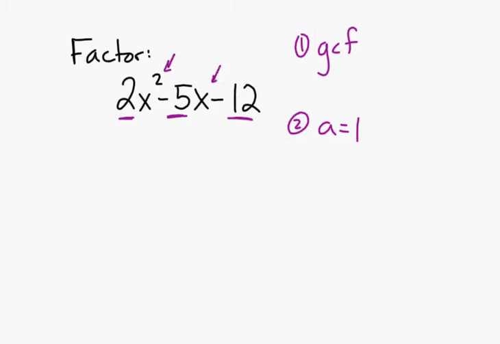I check out the exponents and the x's. There's nothing I can pull out, so GCF in this case is useless. So then I go to a equals 1, and I notice very quickly that my a value is a 2, so that method is also very useless. So we're going to have to expand our tools and introduce another method of factoring called a is not 1.